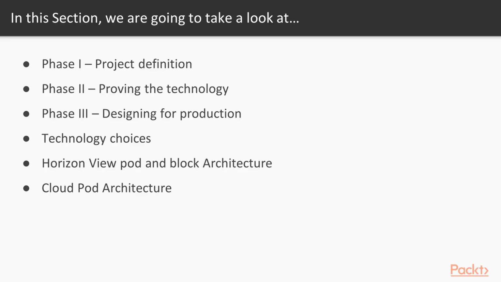Before we go right ahead and start to design or deploy our Horizon solution, we're going to just step back and discuss the key points you need to consider before tackling the project. We're going to start with the 3 project phases: project definition, proving the technology, and then designing for production. Once we've designed our project and chosen our solution, we can get into the specifics and look at what to deploy to cater for each use case in the organization.